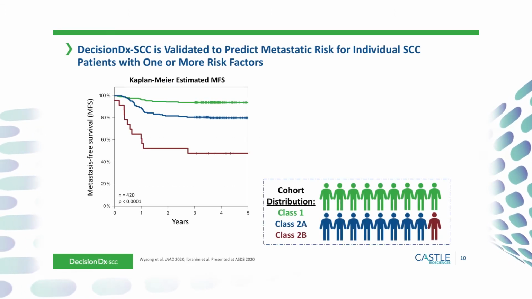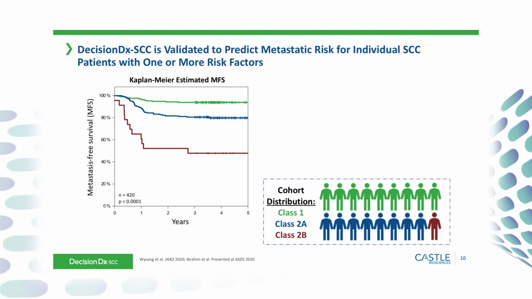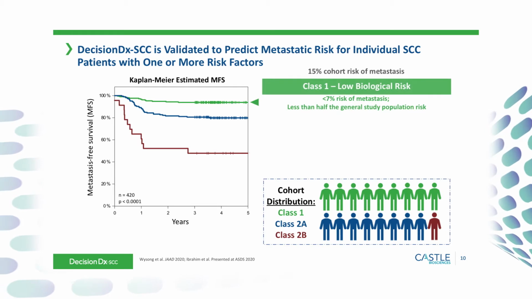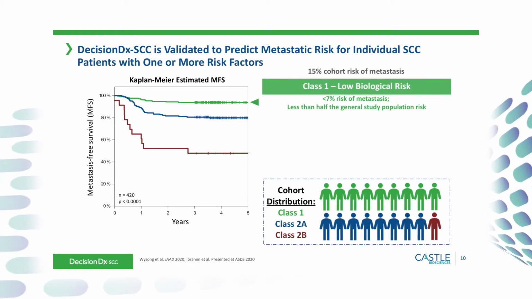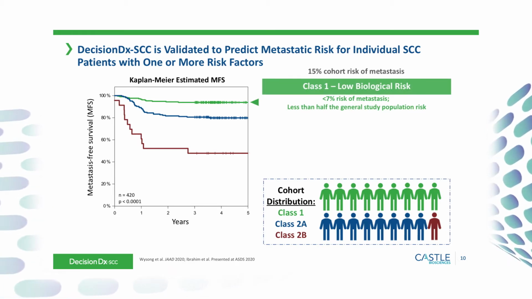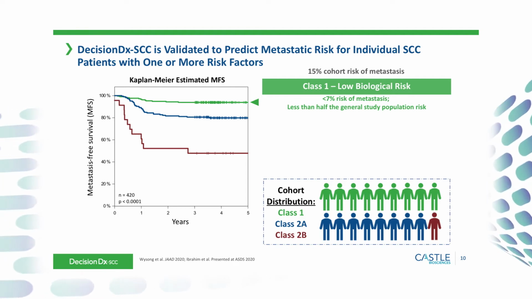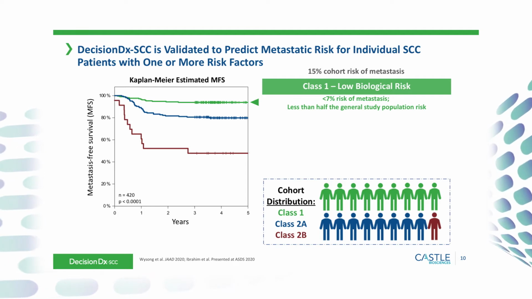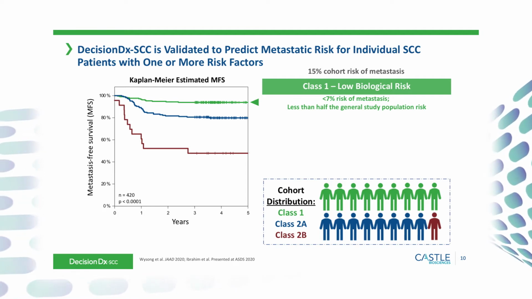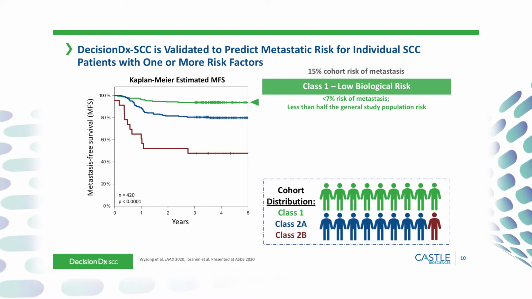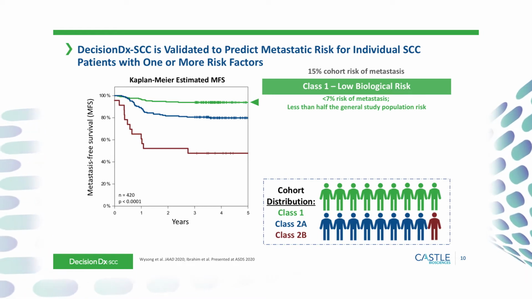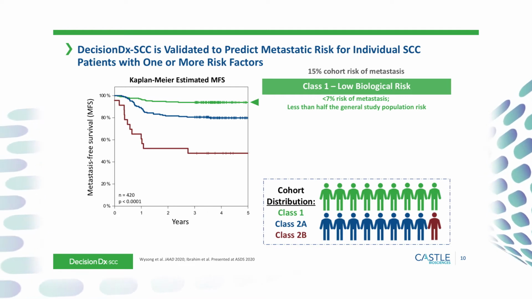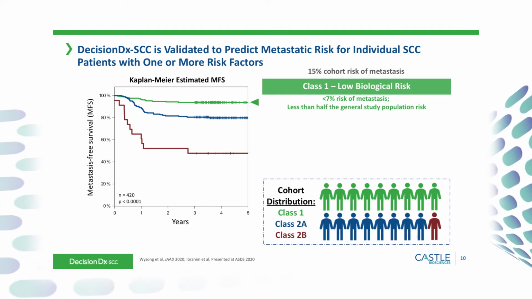And you can see here the Kaplan-Meier curve that is an estimated metastatic-free survival. Again, for the entire cohort, as I mentioned, about a 15% metastatic risk. And you can see how the different classifications laid out. So in a patient who was determined to have a class 1 GEP, gene expression profile, they ended up having a predicted risk of less than 7% of metastasis. So that's less than half of the general population, as you can see.